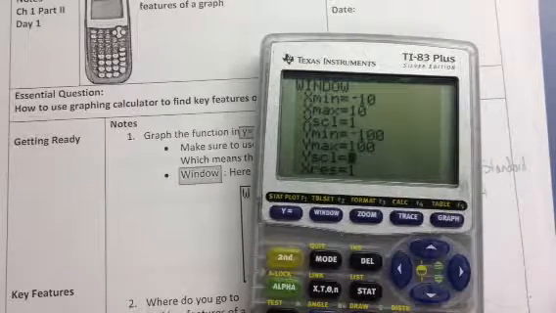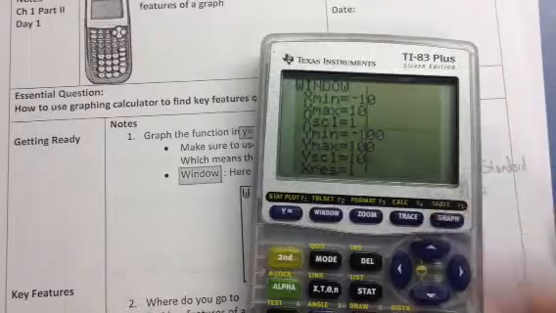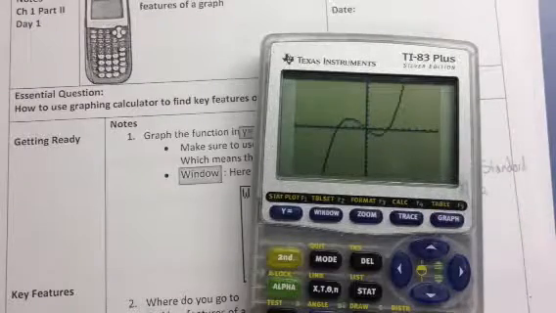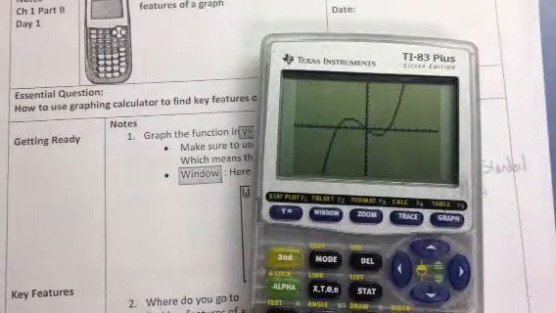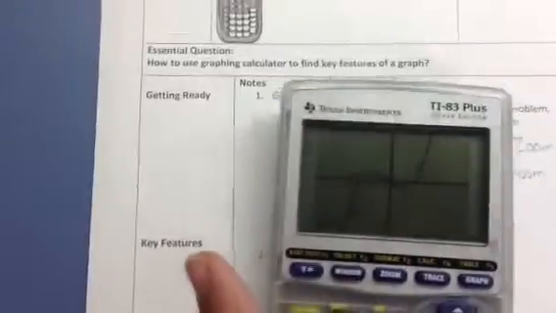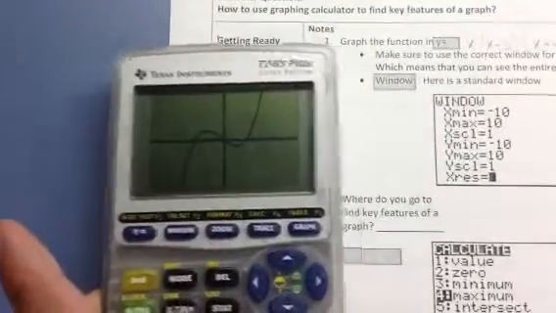This Y scale, this is what it's going up by. I don't need it to go up by 1s. You could have it go up by 10s. It really doesn't matter. 5s. You could leave it as 1s. Now I'm going to hit graph. And there's a good viewing window. So what I'm going to do is kind of move this to the side.